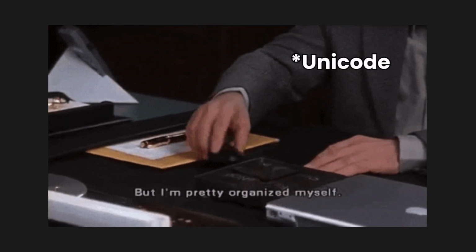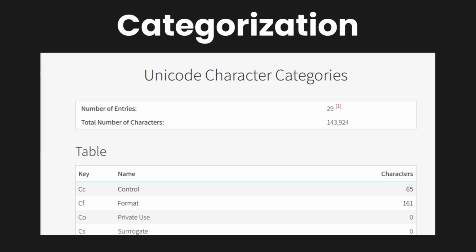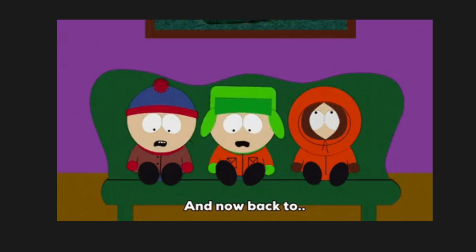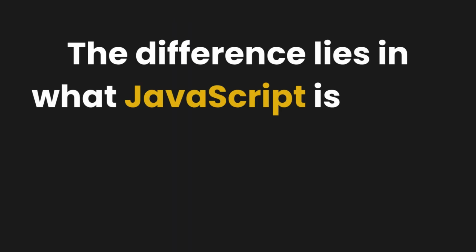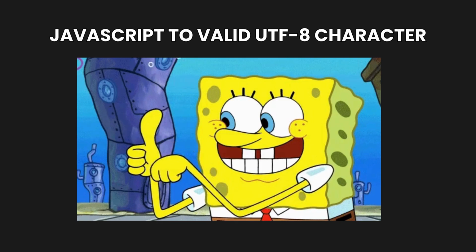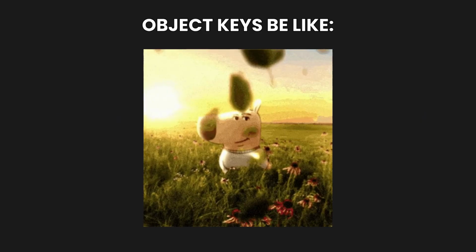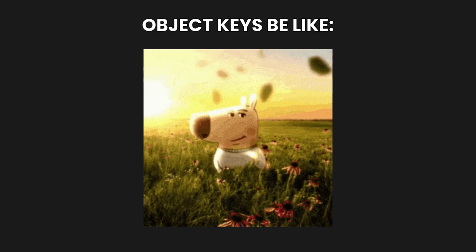Unicode is super organized. It puts each character into different categories so that computers know what each thing is and how to use it. Now back to the difference. The difference lies in what JavaScript is doing behind the scenes and how Unicode and ECMAScript spec rules apply. JavaScript automatically treats keys as string literals. In JavaScript, object keys can be strings or symbols, and strings can contain any UTF-8 characters, including emojis. No Unicode category restrictions are applied here, it's just a string. That's why object keys are so chill. They don't care what's inside as long as it's a string.